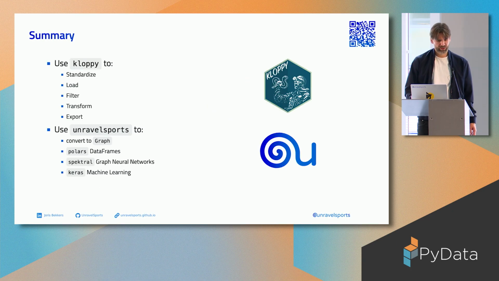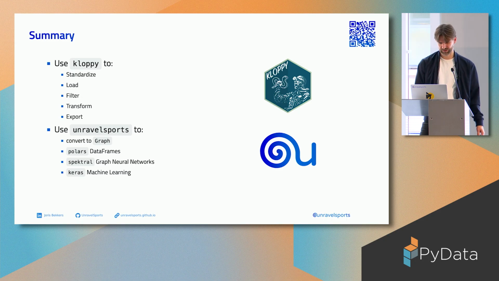So in summary, what did we do? We created an expected possession value model using Cloppy and using the Unravel Sports package. We use Cloppy to standardize, load, filter, transform, and export our data. And then we used our Unravel Sports package to convert it into graphs. And then we use Polars and Spektral and Keras for all the actual heavy lifting.